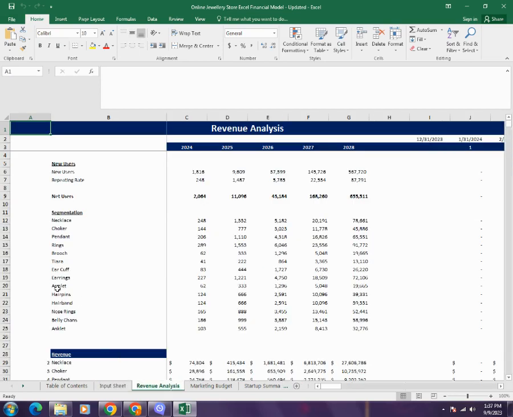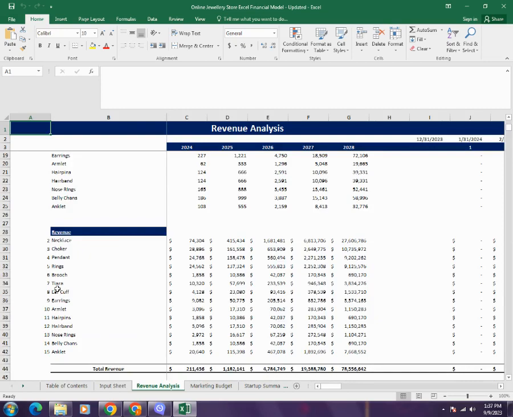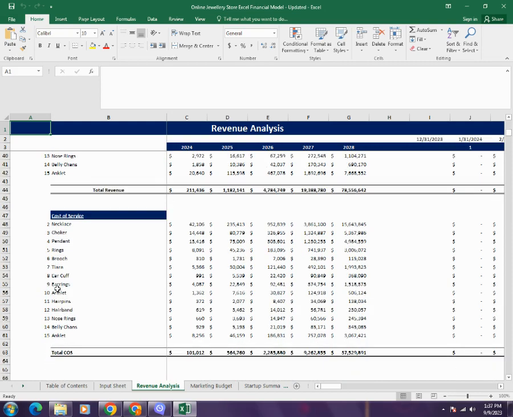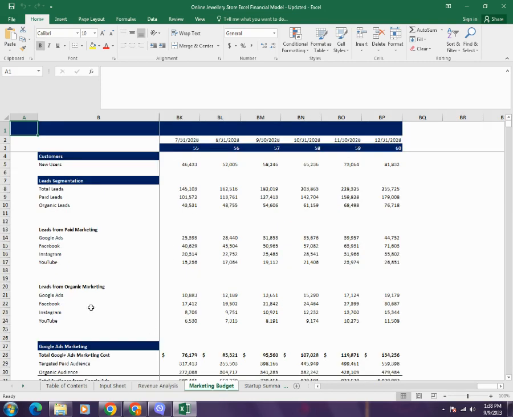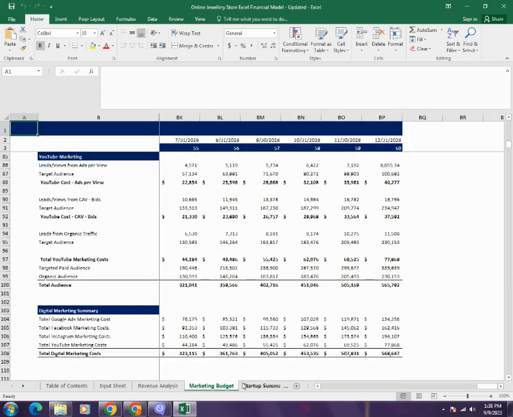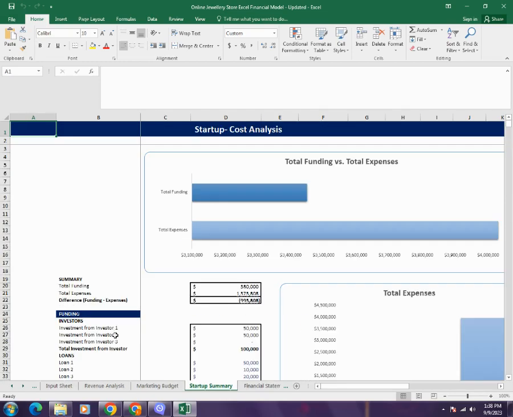Coming towards the revenue analysis sheet, it gives you the revenue earned by the company in the next 5 years, projected years, or 60 months of the projection. It also gives you the cost of service or cost of goods sold by the company. Then comes the marketing budget. The marketing budget tells you about the total digital marketing cost of the company in the next 60 months.